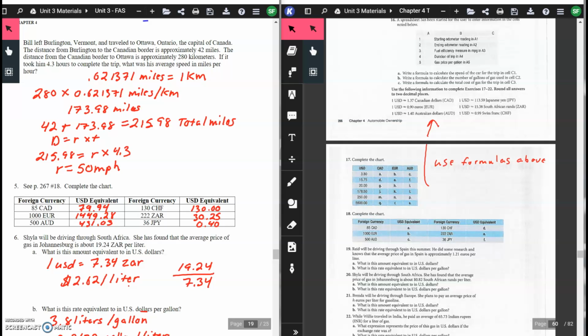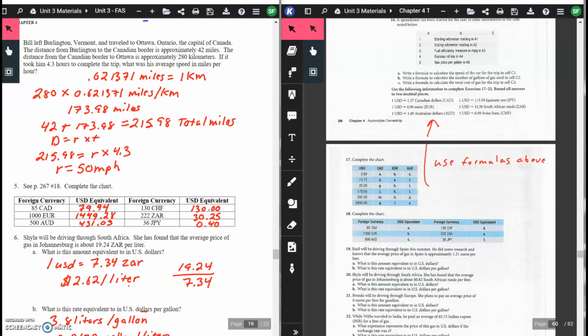So the first thing you need to know is the conversion. There are 0.621371 miles in 1 kilometer. Okay, so you're going to take your 280 kilometers, multiply it by the conversion rate of 0.621371. That's going to give you 173.98 miles. All right, take your 173.98 miles, which is the trip, plus the 42 miles to the border, gives you a total in miles of 215.98.